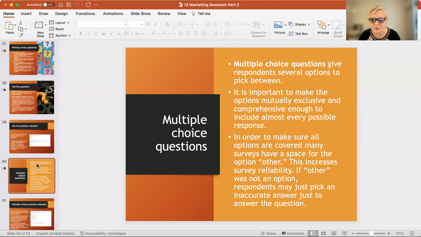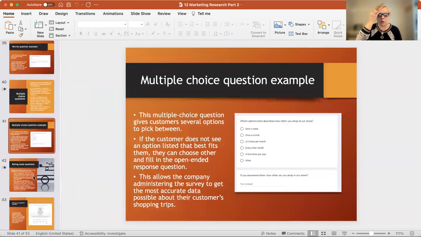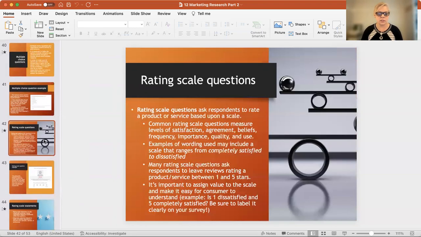Well, maybe I like all of them. So you need to say, what is your most favorite food of all of these? And you can check. So that's how we make sure that they're mutually exclusive, so an individual would not have multiple answers. Okay, multiple choice example. Which option best describes how often you shop at our store? Very specific. So let's go to the next one.